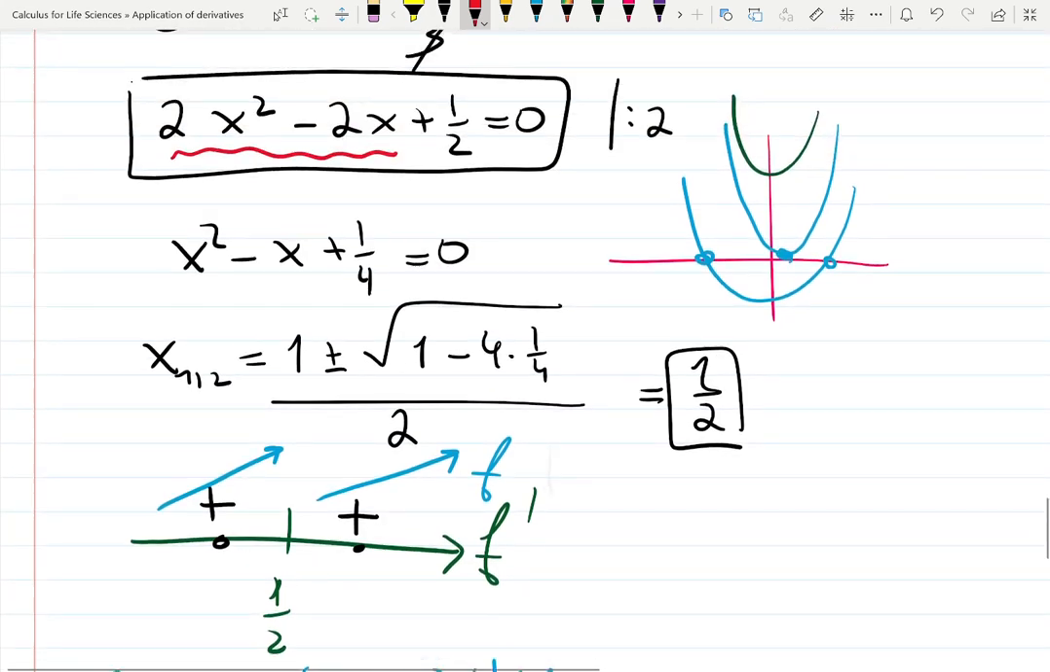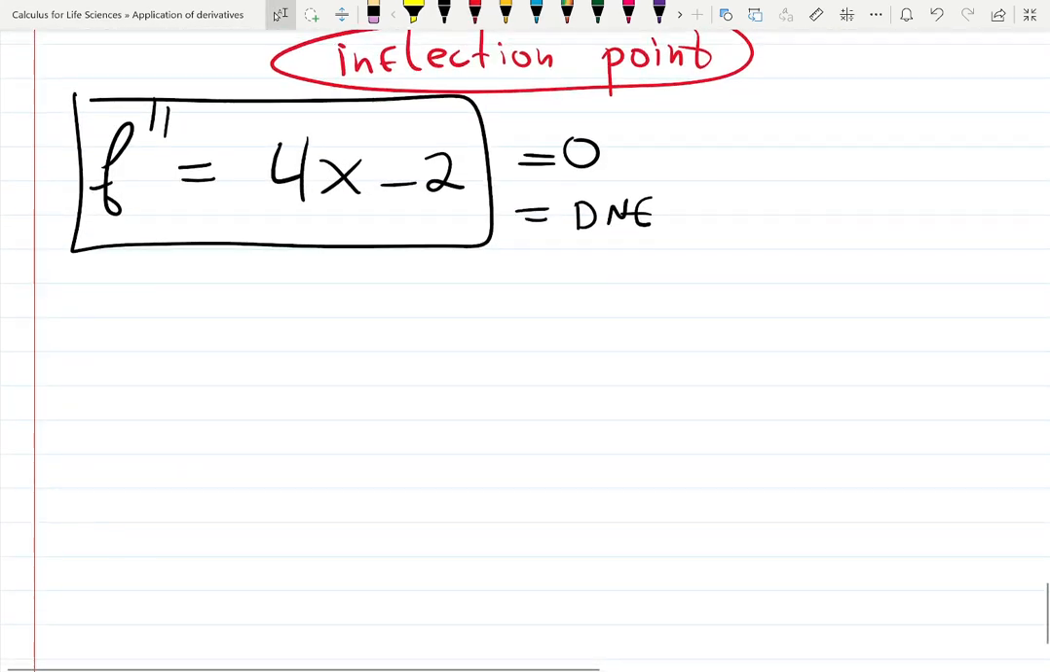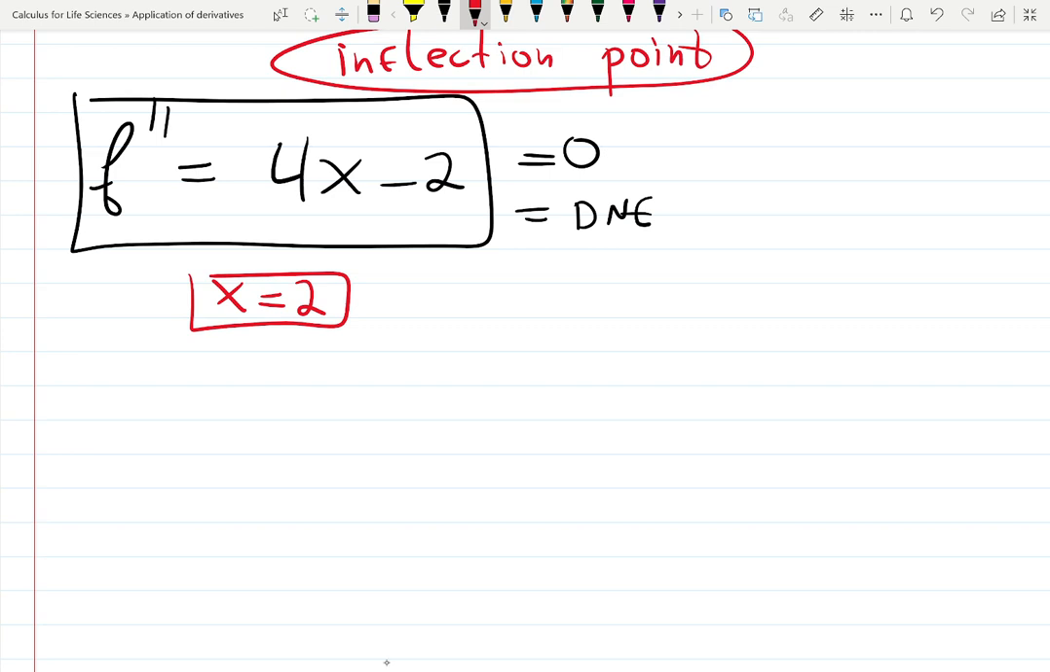The second derivative comes from here. Put this in the box. Well, x gives you 1/2. That is the only point we have. So maybe that will be the point we need.